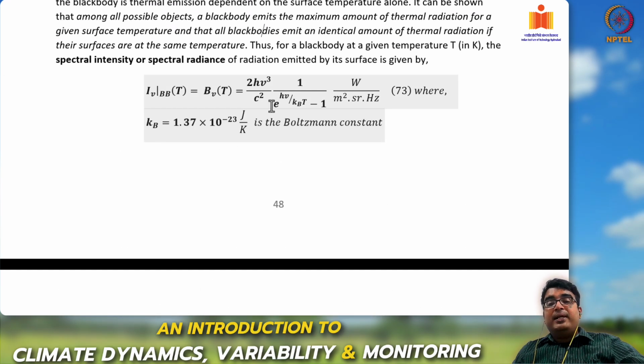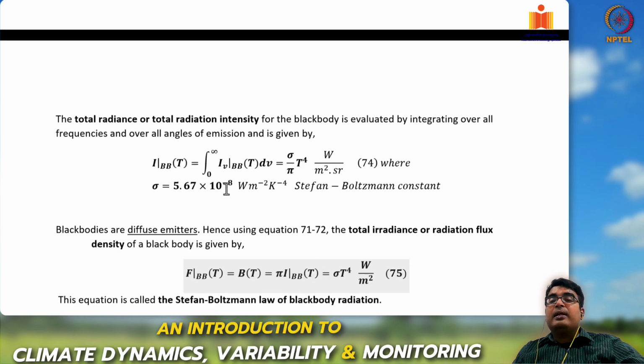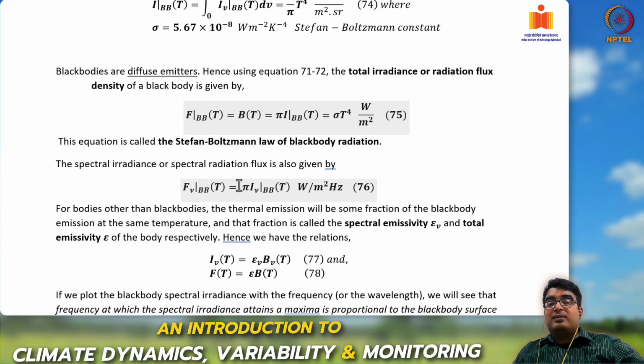Similarly, the spectral radiation intensity B nu T, if you multiply by pi, you will get the spectral flux density, which is F nu BB T, which is pi into that term in watt per meter square hertz.